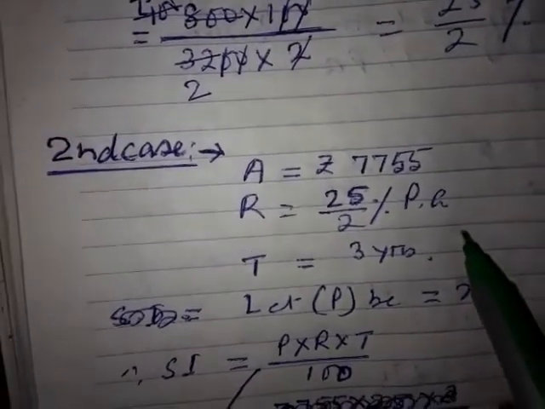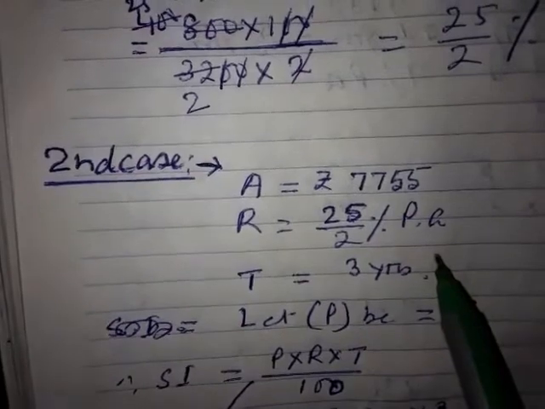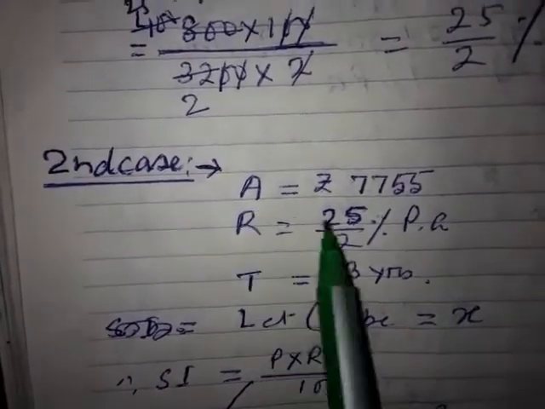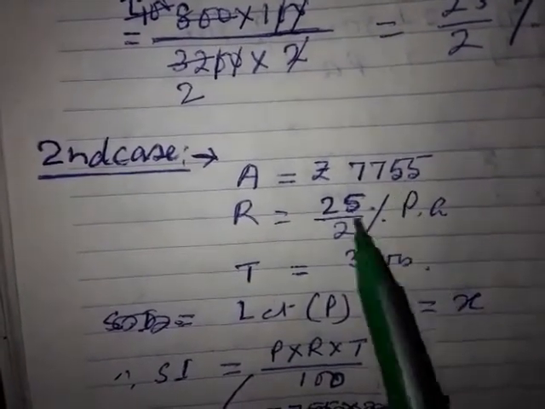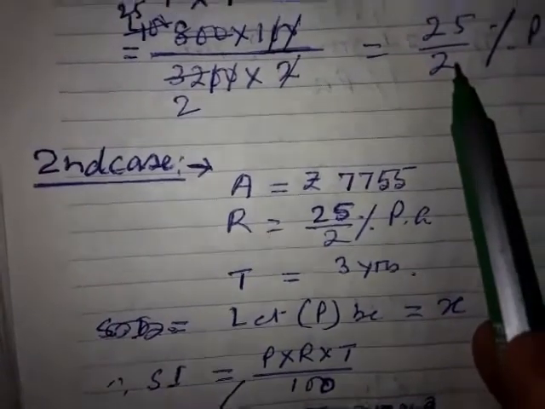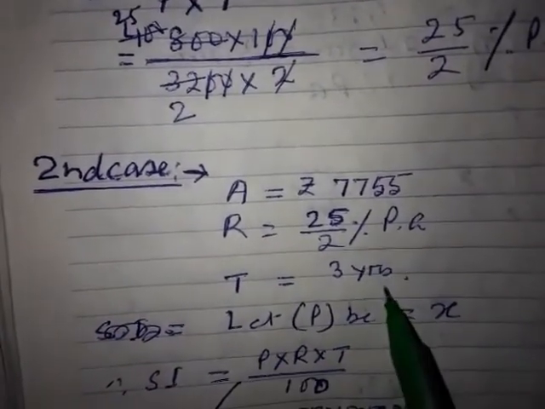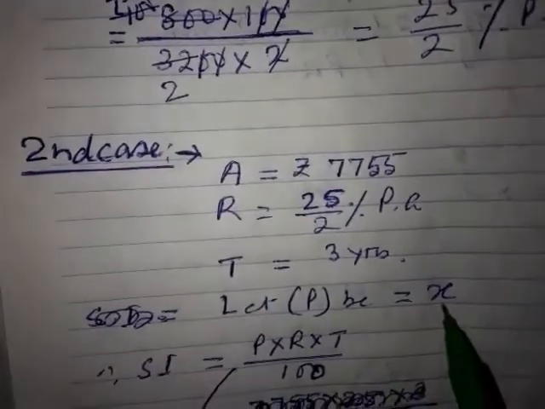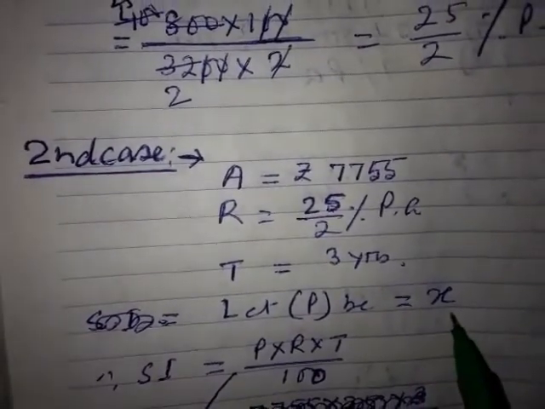Now we come to the second case. Whatever is given there in the question, please note it down fast. Amount is given. Rate, this is the same rate as in the first case. Time is 3 years. What is not given there? Principal. So I have written, let the principal be X.